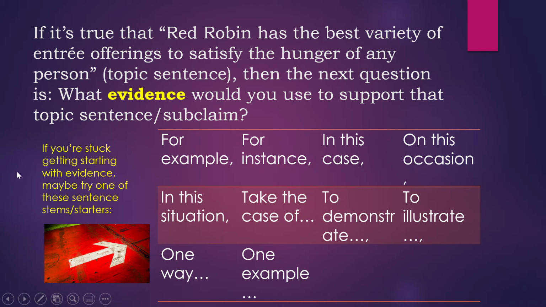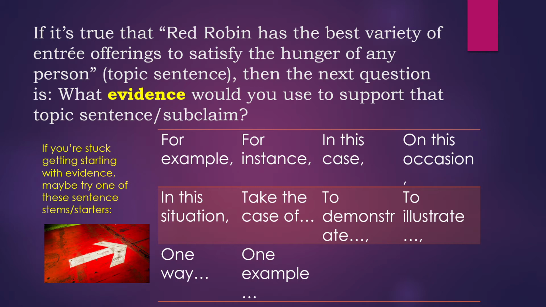All right, so if it's true, this claim that we have, that Red Robin has the best variety of entree offerings to satisfy the hunger of any person, okay, that's our topic sentence, then the next question is, what evidence would you use to support that topic sentence or subclaim? Now, this implies that you know something about Red Robin. I'm walking you through this one, so I have that information readily available from my own brain, so it's okay. Just stick with me and pay attention, you'll get it.